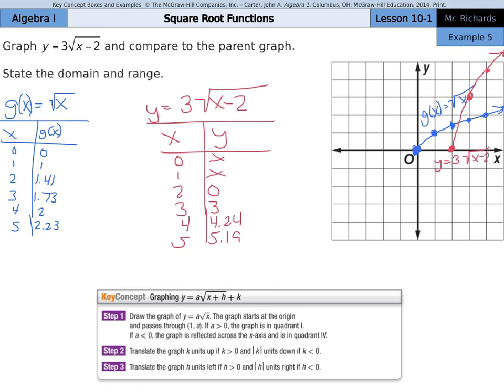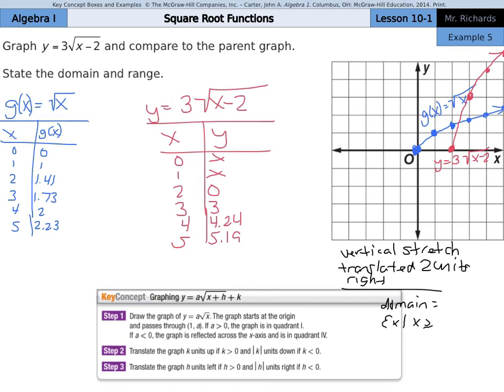And when we look for what in the world happened here, we have certainly had a vertical stretch. And we've also translated 2 units to the right when we compare it to the parent function. And last, we have our domain and range comparisons. For our domain, all of our x's are going to be greater than or equal to 2. And for our range, all of our y values are going to be greater than or equal to 0.